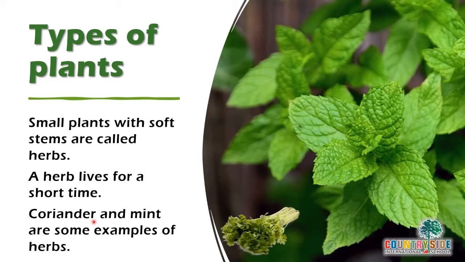Coriander. Now you must have seen mummy bringing coriander at home. And mint are some examples of herbs. Mint. See, this is a picture of mint. And this is a picture of coriander. Mama brings such type of herbs at home. Right? And this mint, you enjoy eating pani puri made out of this mint. That pani is made out of this mint.